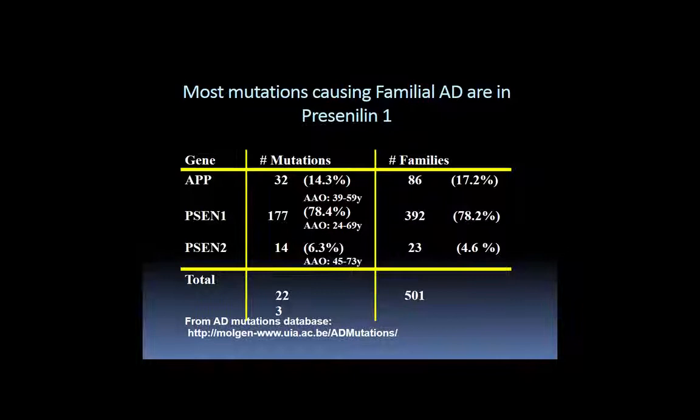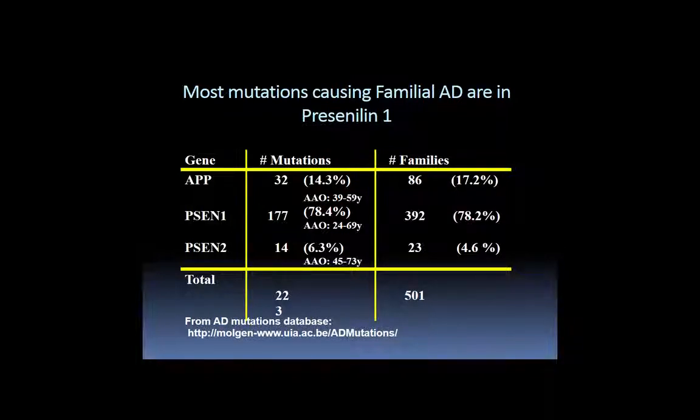As you can see, if we take presenilin 1 as an example, in the literature there are around 400 families that have been reported, and there are almost half as many mutations, 177 mutations. So that means most families who come to a clinic have a novel mutation.